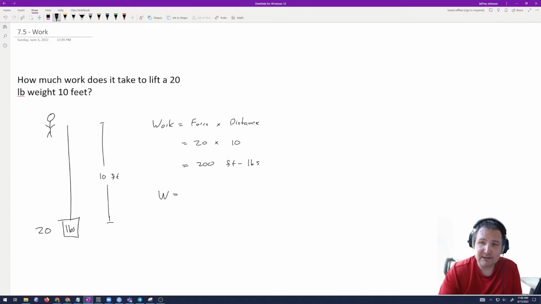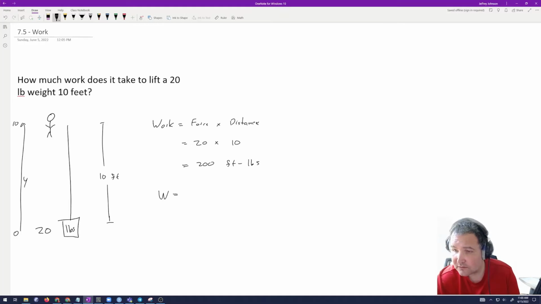Well, we could imagine that we have, let's say, a y-axis here. That's our vertical axis. At the very bottom, we'll say the bottom is a height of 0, and the top is a height of 10. Then we can think that we're going to integrate the work. We're going to integrate a force. In that case, our force is 20. It's a constant force of 20 pounds, and y goes from 0 to 10.